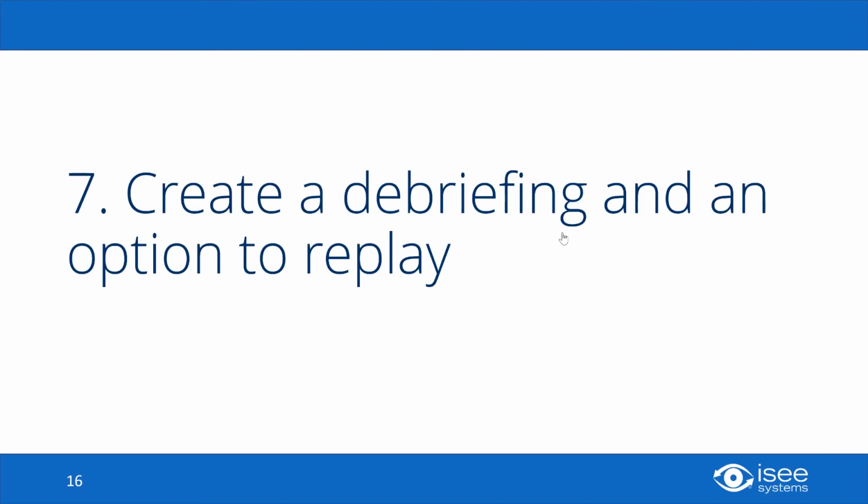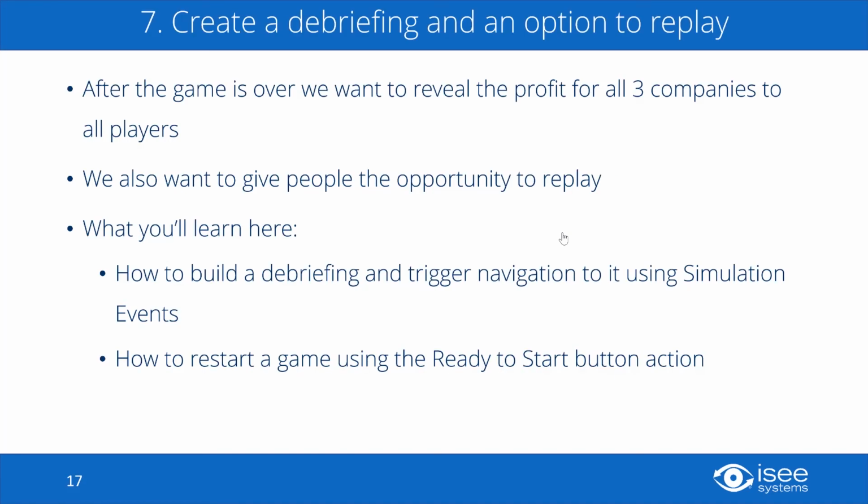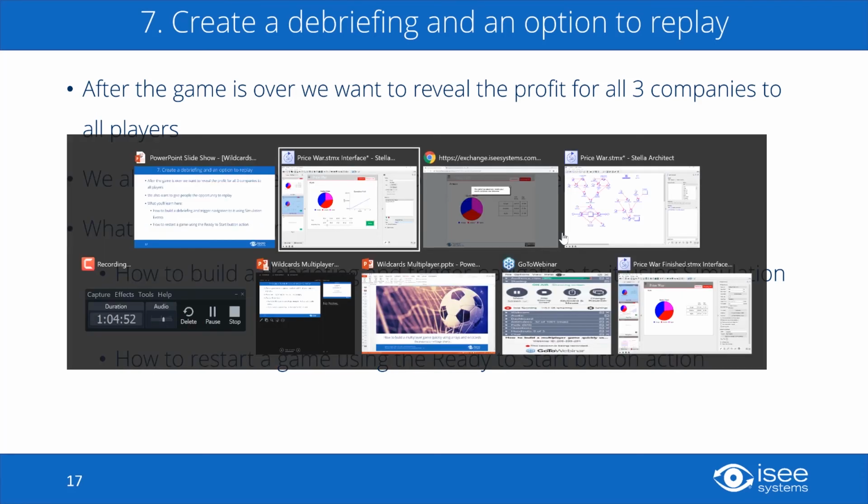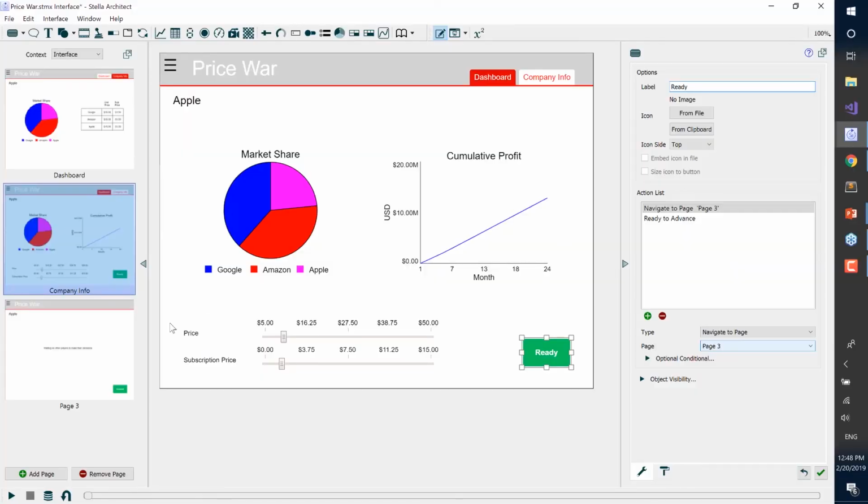We need to create a debriefing and an option to replay the game. So after the game is over, we want to reveal the profit for all 3 companies to all of the players. We also want to give people the opportunity to replay the game. What you're going to learn here is how to build a debriefing and how to trigger navigation to it using simulation events. And you're going to learn how to restart a game using the Ready to Start button action. So let's go ahead and implement that.